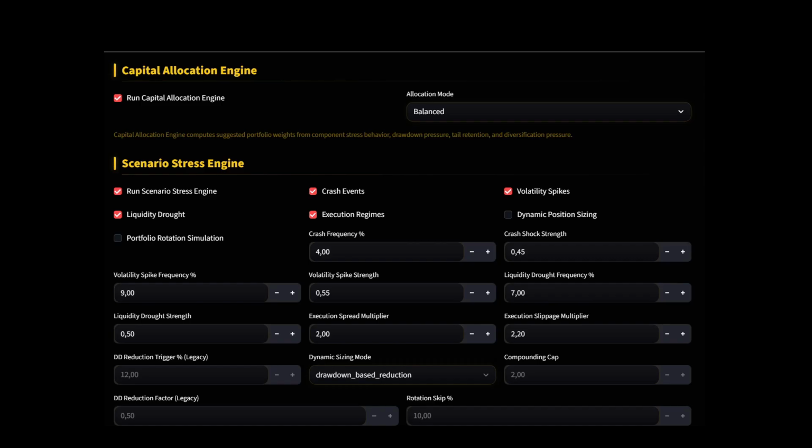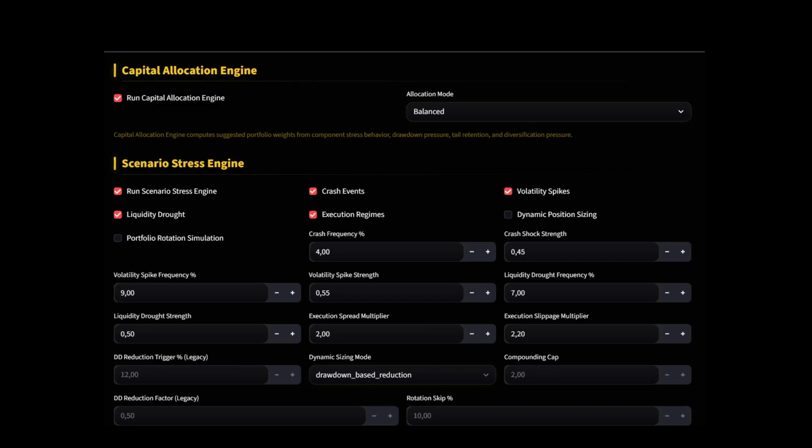Execution regimes simulate worse broker conditions like higher spread and higher slippage. Dynamic position sizing can reduce exposure when drawdown pressure becomes too high. Portfolio rotation simulation adds optional rotation pressure. Crash frequency controls how often crash-style pressure is injected. Crash shock strength controls how hard that crash pressure hits the strategy.